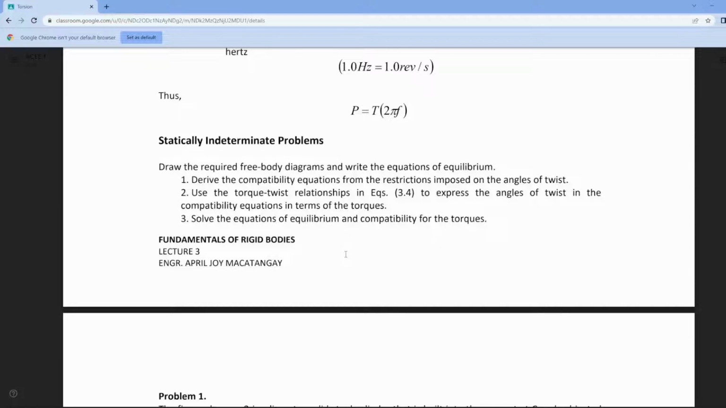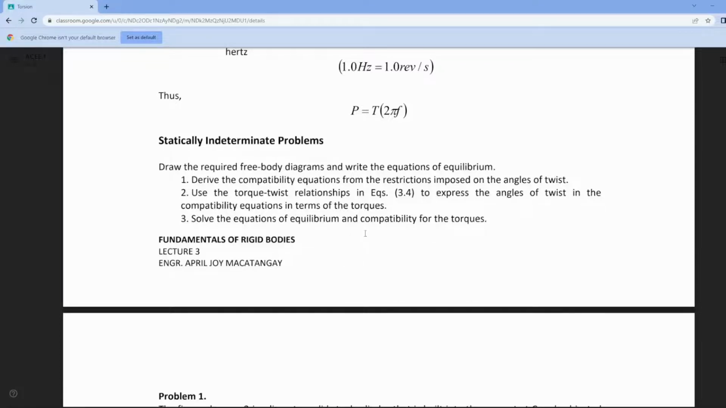Okay, so what are the steps we will take? Number 1, we are to draw the free body diagram and write the equations of equilibrium. That's the first thing, guys. That's why I'm asking you to write the given. As you write the given, you draw the free body diagram. Then, of course, follow it with the equations of equilibrium, which are summation of moment, summation of force along y, summation of forces along x.